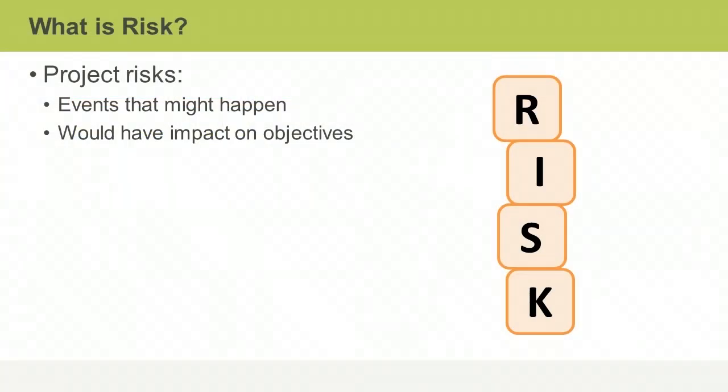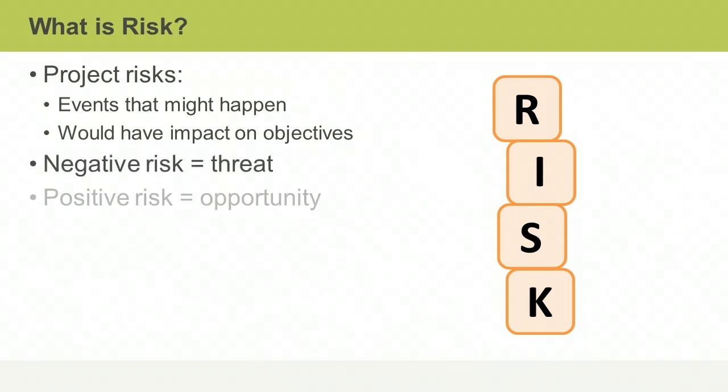The projects you'll manage will face many different risks. Project risks have two characteristics. They're events that might happen, and they have the potential to impact one or more of the project objectives. There are two types of project risks, namely negative risks and positive risks.